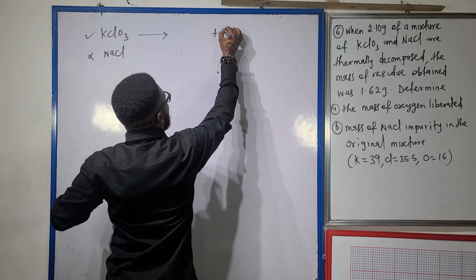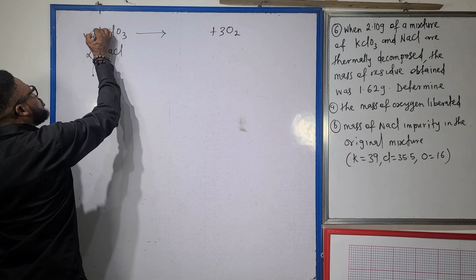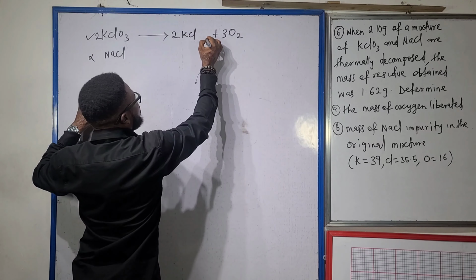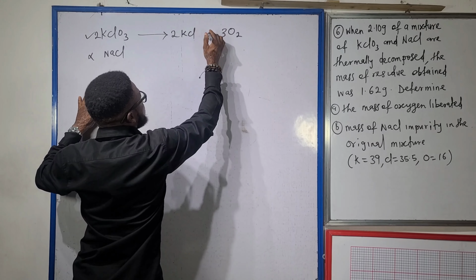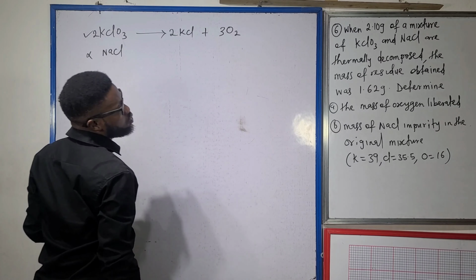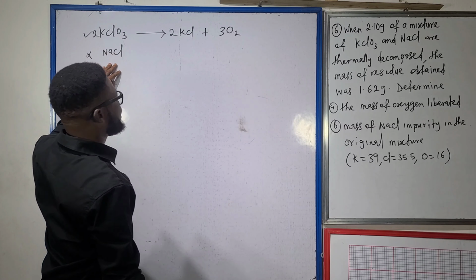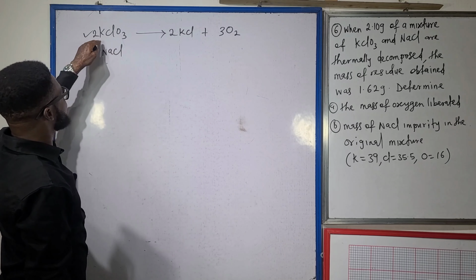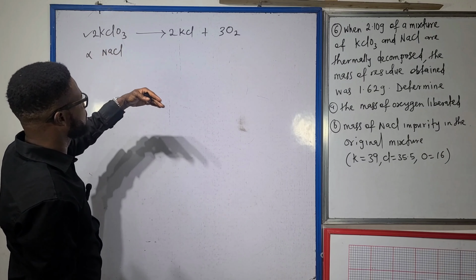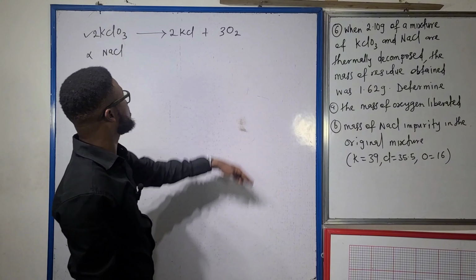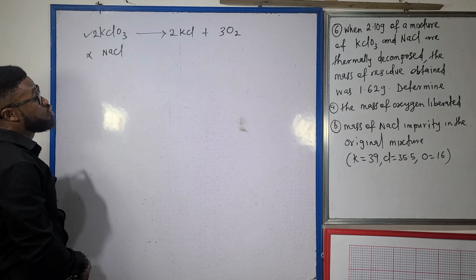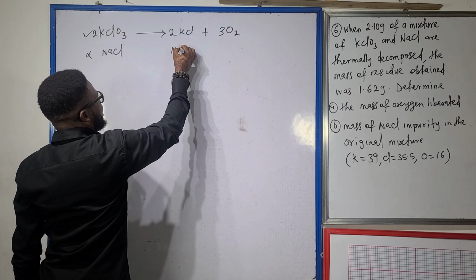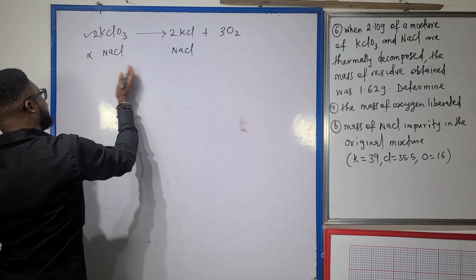I have 3 here. I need to put 3 here. Then 2 needs to be here. So 2 KCl plus 3O2. Now the sodium chloride is actually not taking part in the reaction. But when potassium chlorate(V) decomposes, you have 2 KCl and 3 moles of oxygen gas. Now the NaCl is just there as part of the residue.